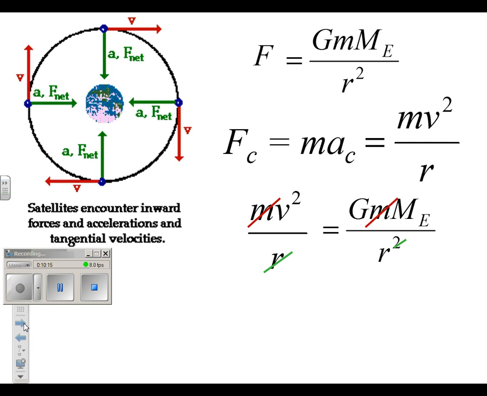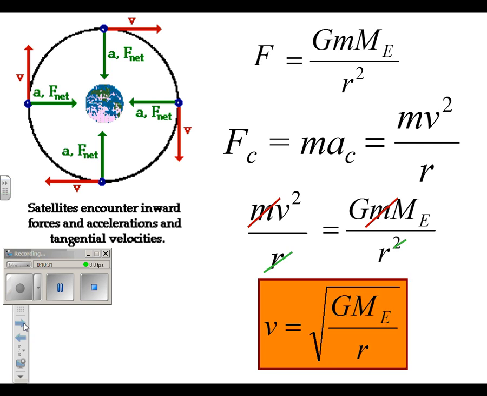So all the communication satellites that are sent up into orbit actually have to calculate this. They have to calculate how far they have to send them out, as well as what speed they're going to need to accomplish in order to continue in that pathway.